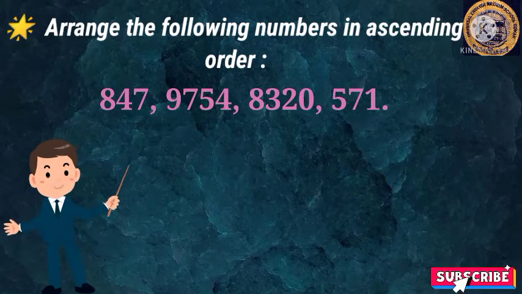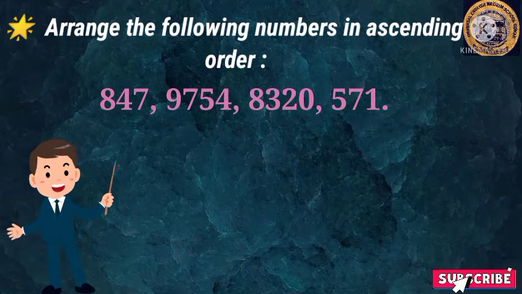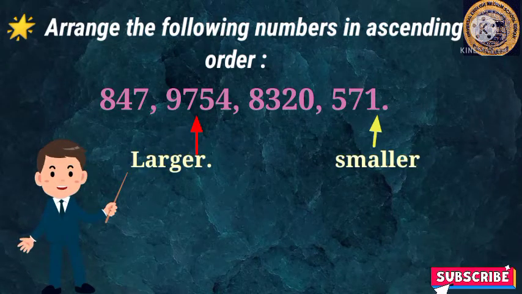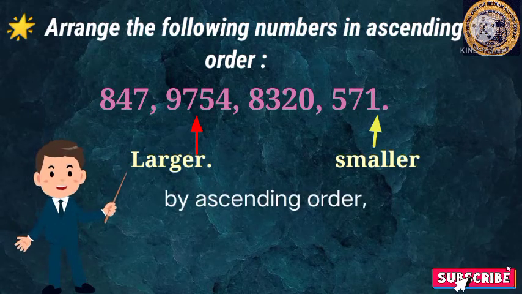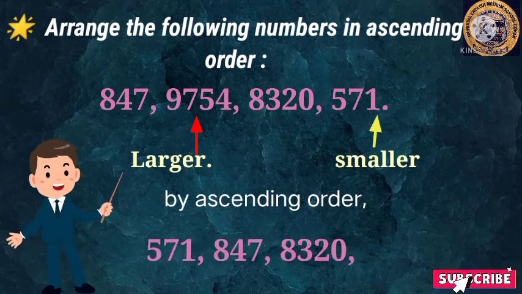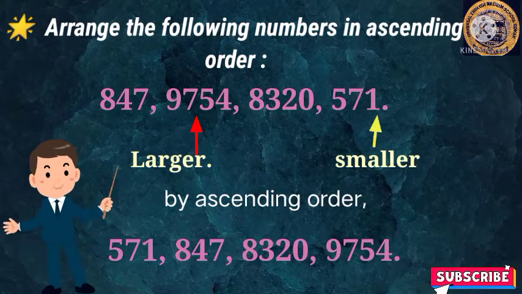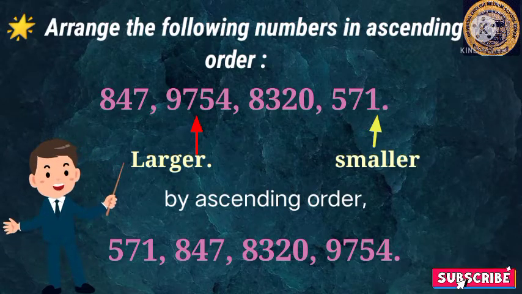Example: 847, 8320, 9754, 571. In that, the larger number is 9754 and the smaller number is 571. Therefore, in ascending order, the smallest number is 571, second number 847, third 8320, and the largest number 9754, which is the ascending order.